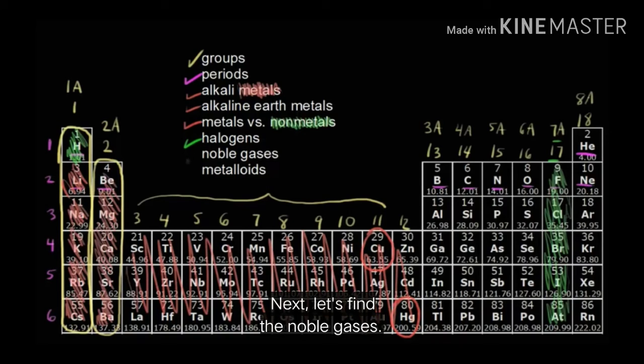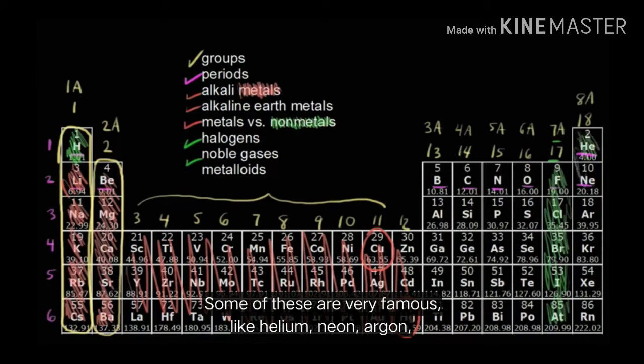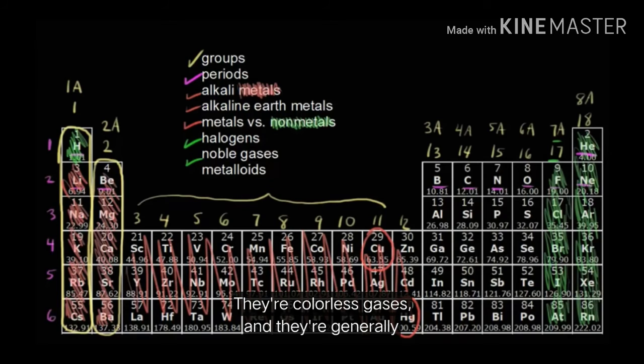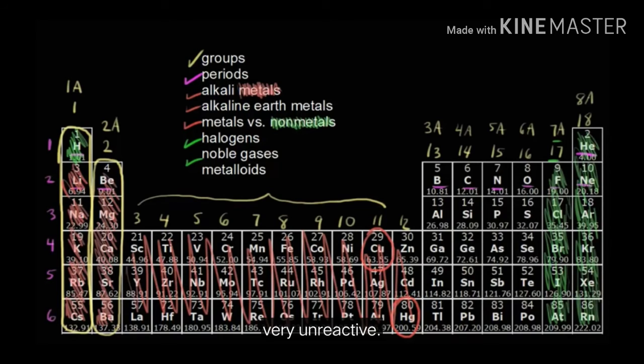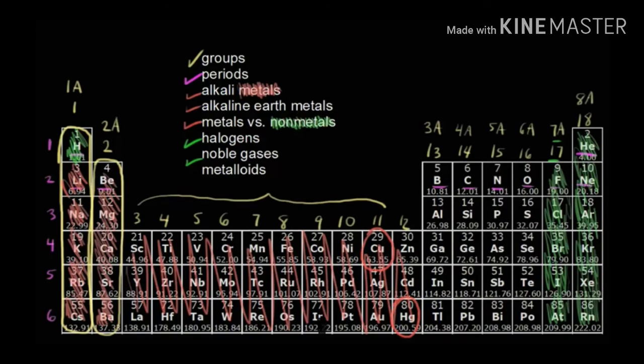Next, let's find the noble gases. So the noble gases are found in group 8A or group 18. So some of these are very famous, like helium, neon, argon, krypton. All right, so here are your noble gases. They're colorless gases, and they're generally very unreactive. And so once again, we'll talk about why in the next video when we talk about some electron configurations. All right, so there are some other nonmetals on here, which I will identify in a minute.